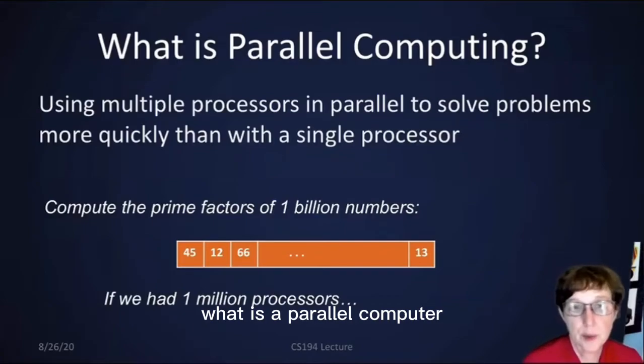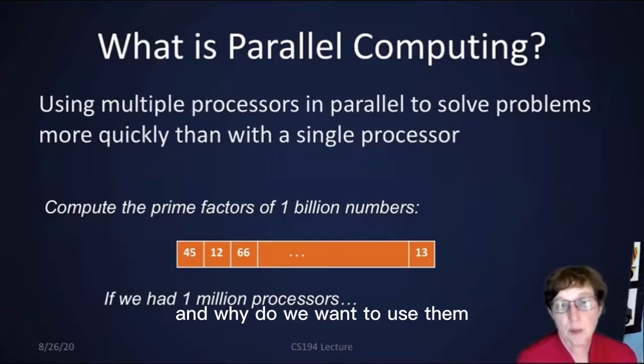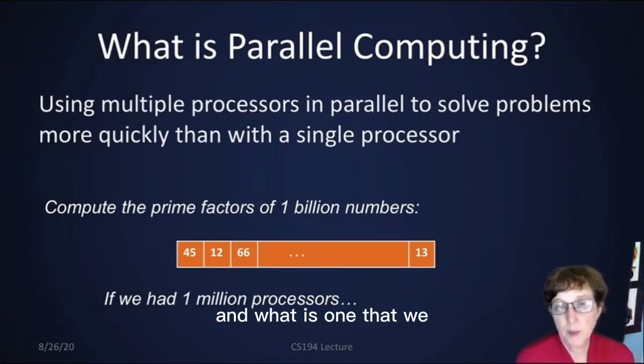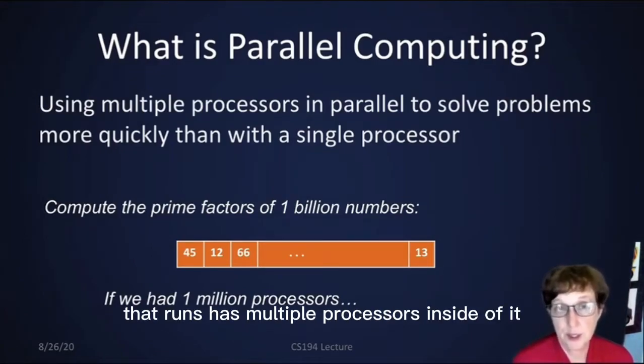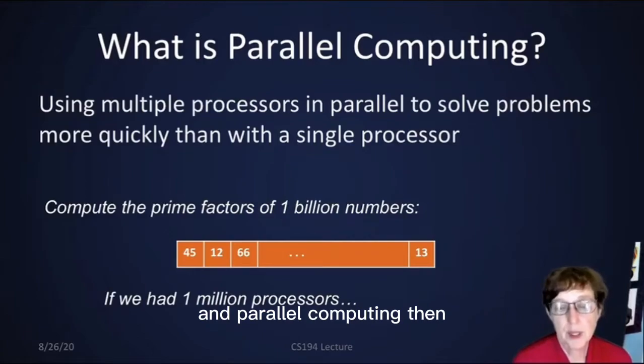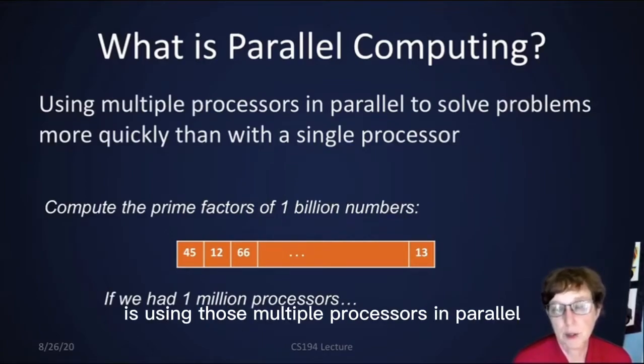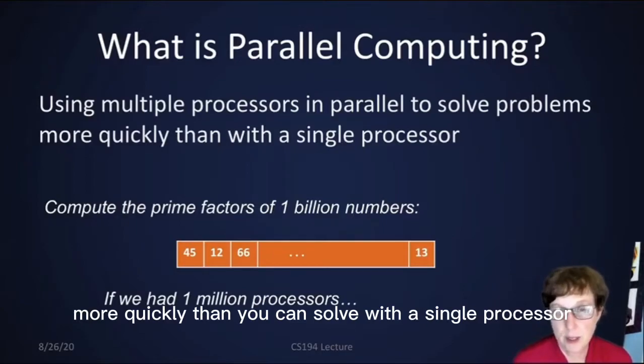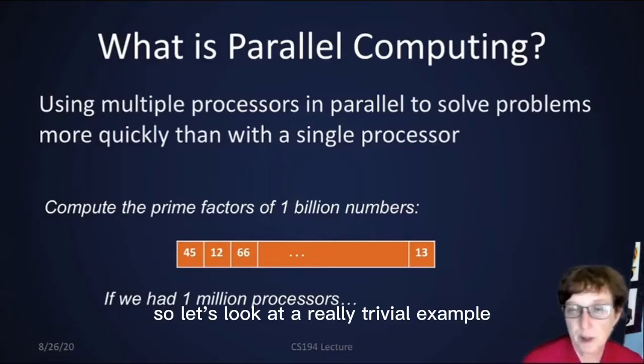What is a parallel computer? And why do we want to use them? Well, a parallel computer is one that has multiple processors inside of it. And parallel computing then is using those multiple processors in parallel to solve problems more quickly than you can solve with a single processor. So let's look at a really trivial example.